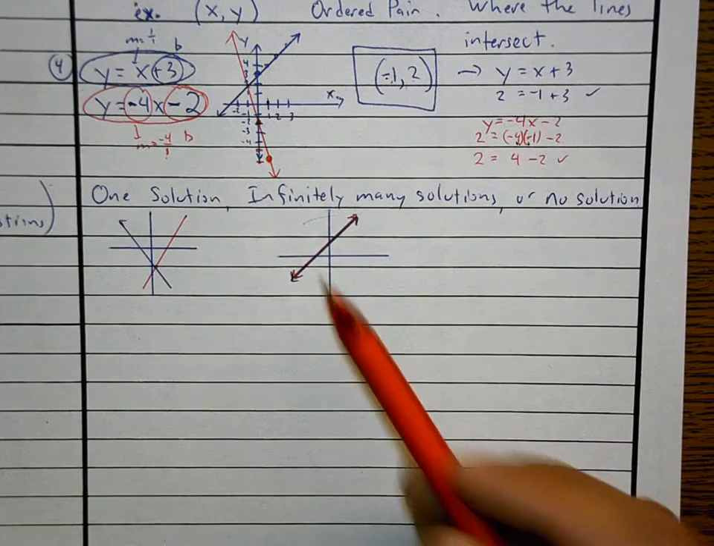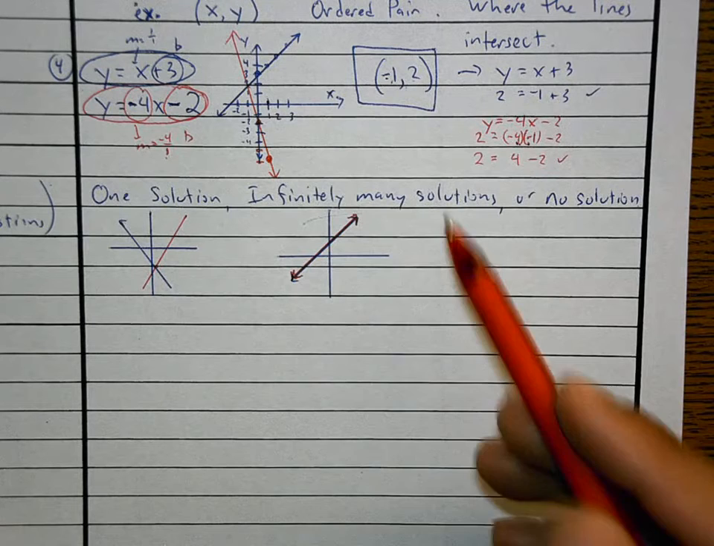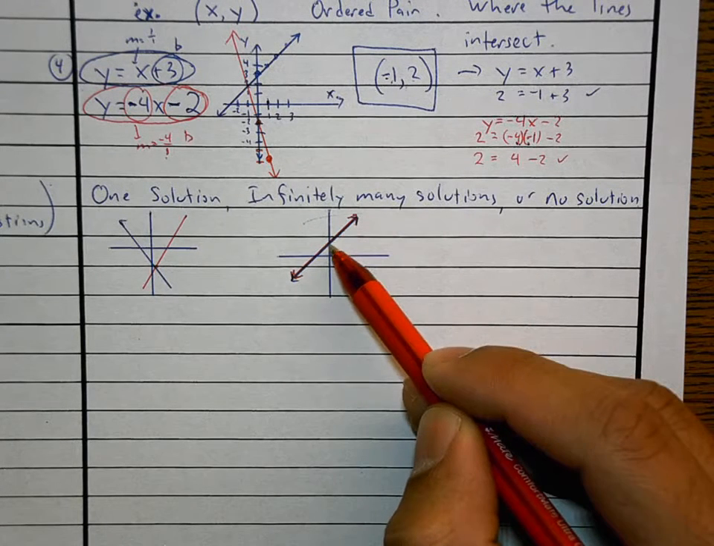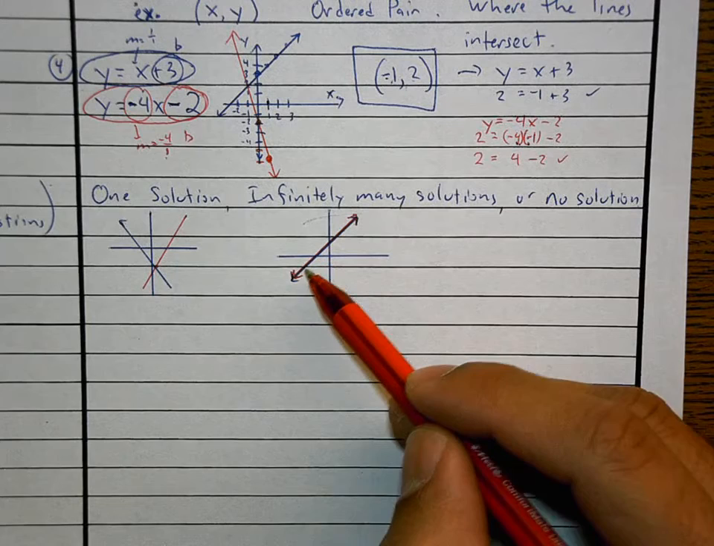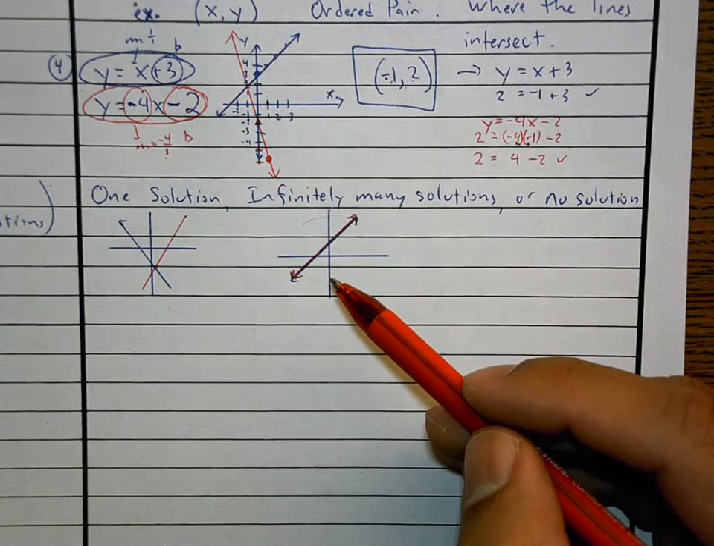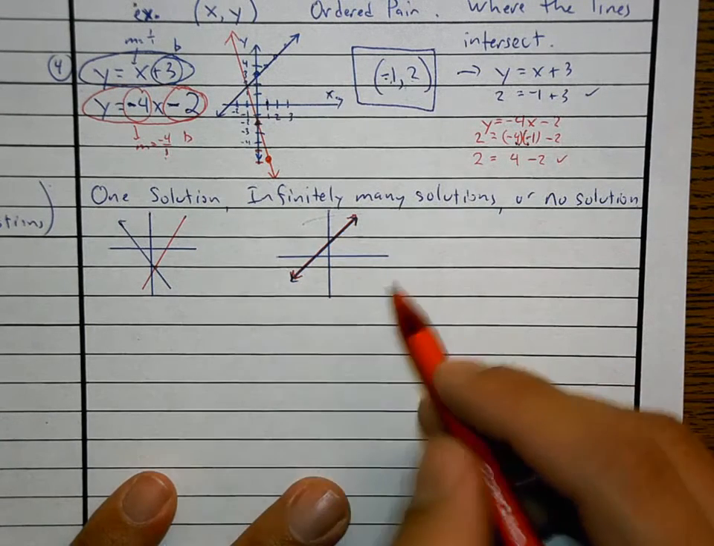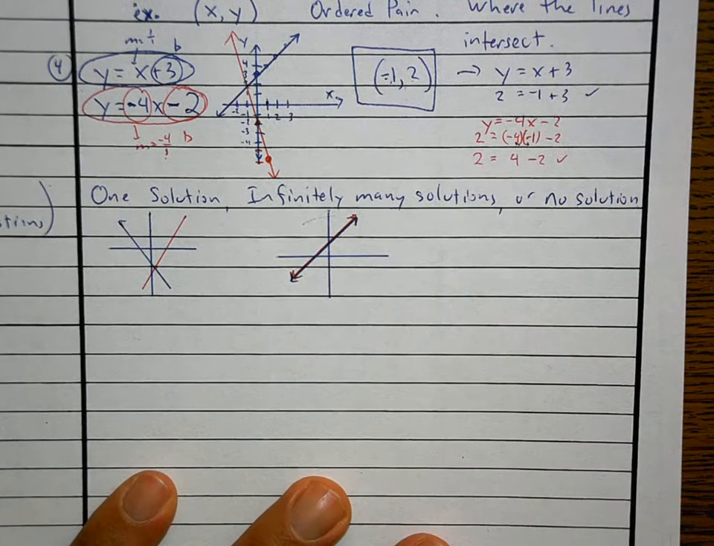There's infinitely many solutions because this point works for both lines. This point works for both lines. This point works for both lines. There's an infinite number of points that work for both lines. This means that the two lines are the same.